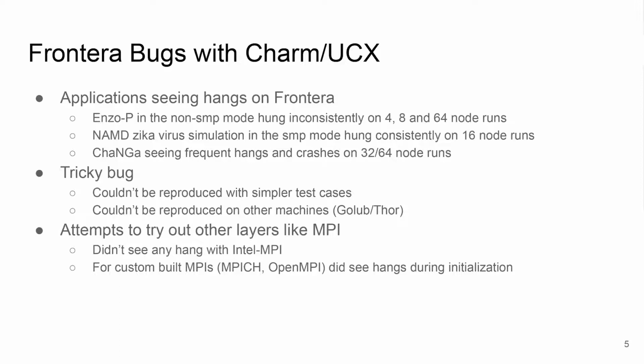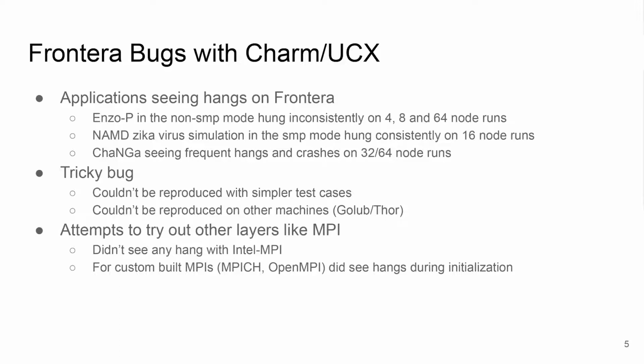And it couldn't be seen on other machines as well, like Golub and Thor were some of the other machines we tested. And I think Mikhail tested Helios and some of the other machines in the HPC Advisory Council, but it could be only seen on Frontera, which made us believe there was something weird about the machine, since it was up and coming as well.